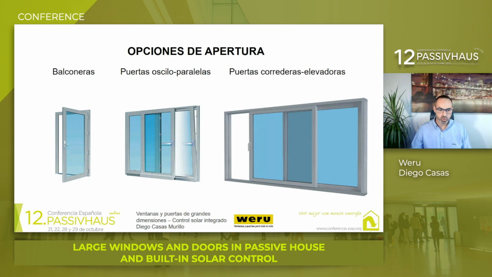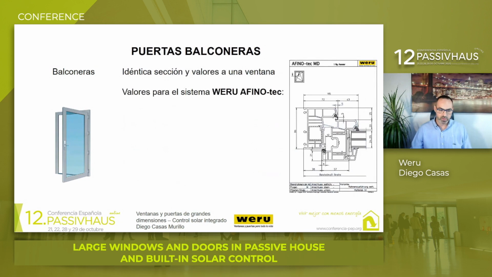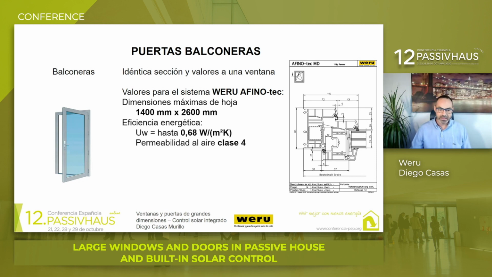Typical elements available for such openings include firstly balcony doors, then tilting and sliding doors, and finally lift and sliding doors. We'll look at each of these in detail. The first, commonly used, balcony doors, use window profiling. In our Weru Affino tech system, we have a PVC profile with reinforced fiber. Door leaf dimensions can be 1.4 meters wide by 2.6 meters high in one door leaf.